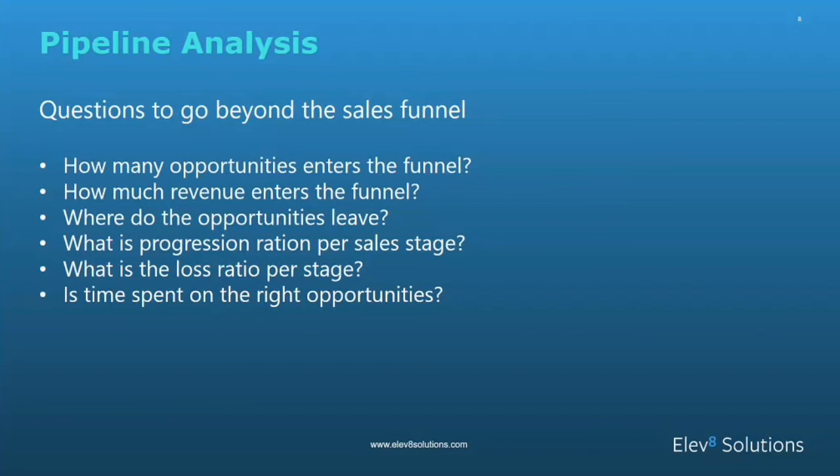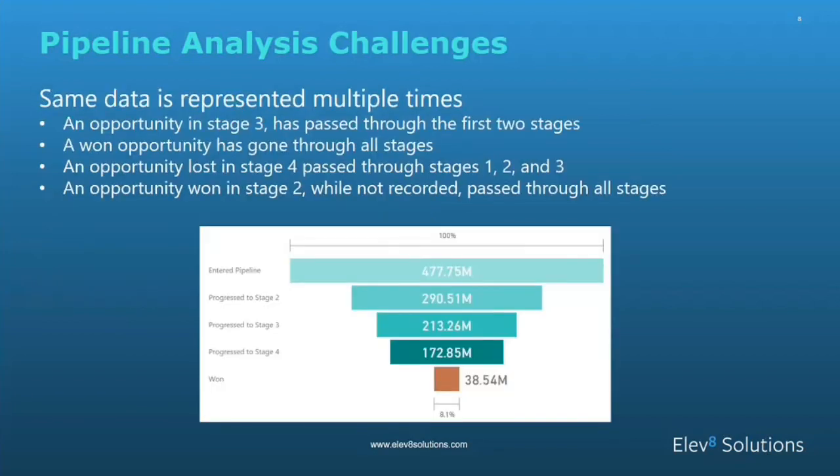But asking questions is pretty easy. So let's have a look at what the challenges are in working with the opportunity data in Power BI. The main challenge is that we need to represent the same data multiple times within the funnel chart. Because if we have one opportunity and it's in stage 3, that means it has passed through the first 2 stages and still needs to be represented as a value in those 2 stages.